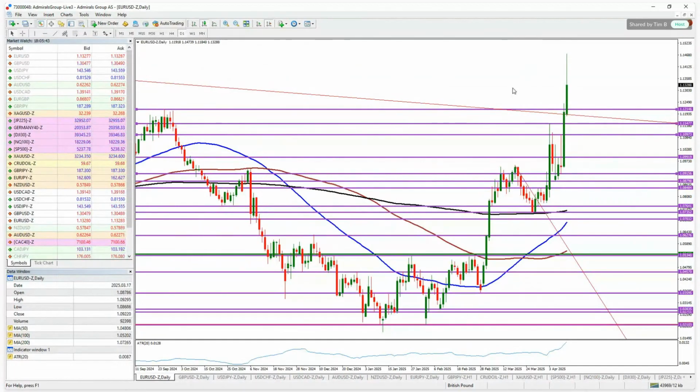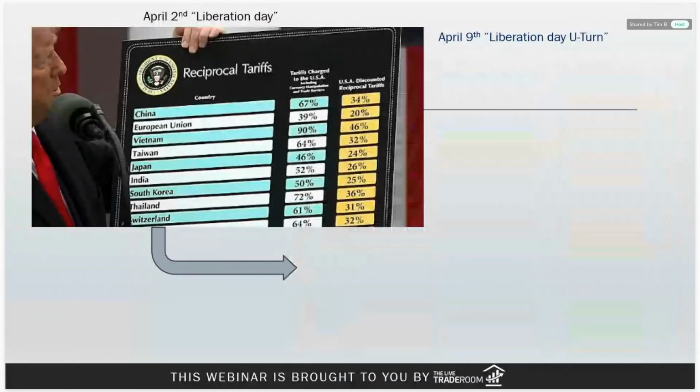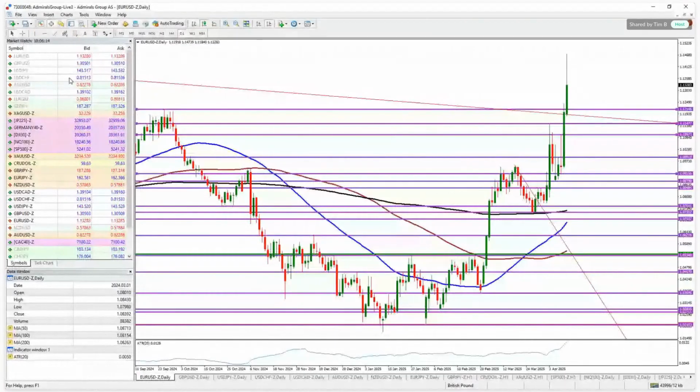So one of the, and again, if I just bring up this image, because it's quite important to see, and if I just take this back just marginally, and look at what's written here: tariffs charged to the US, including currency manipulation and trade barriers. So it's this currency manipulation that's really quite important. As we know, Donald Trump has mentioned that countries are bending over backwards to see what they can do so that they're not hit with this tariff.